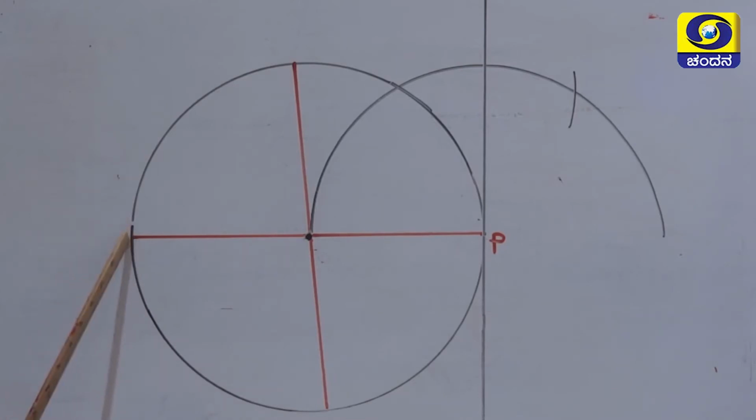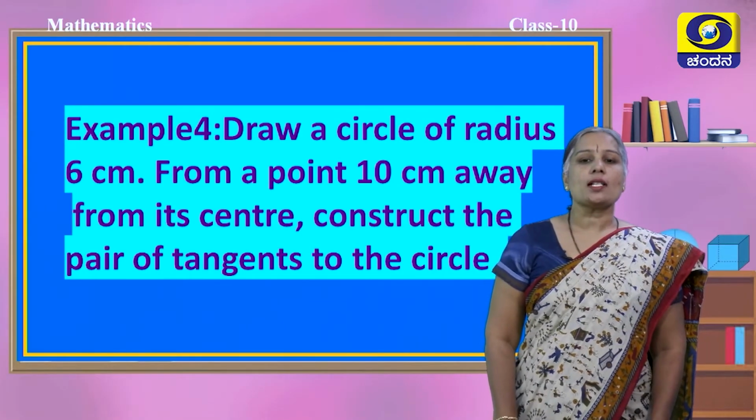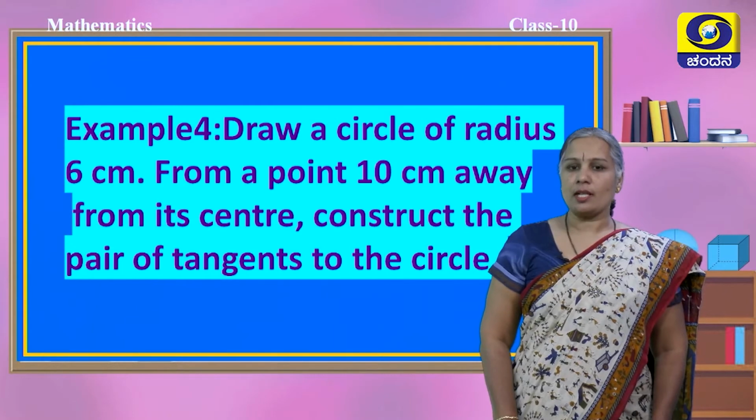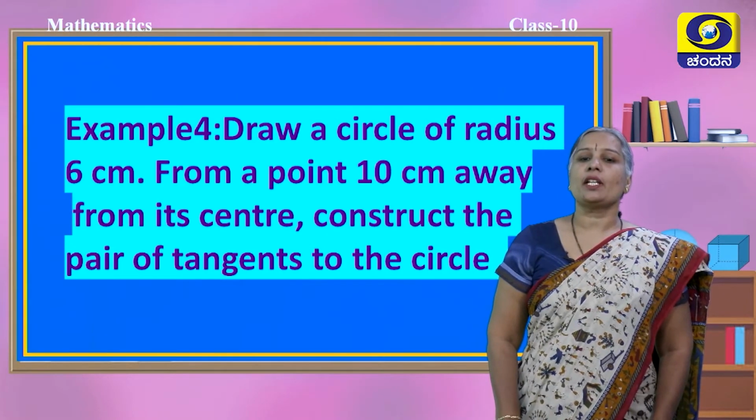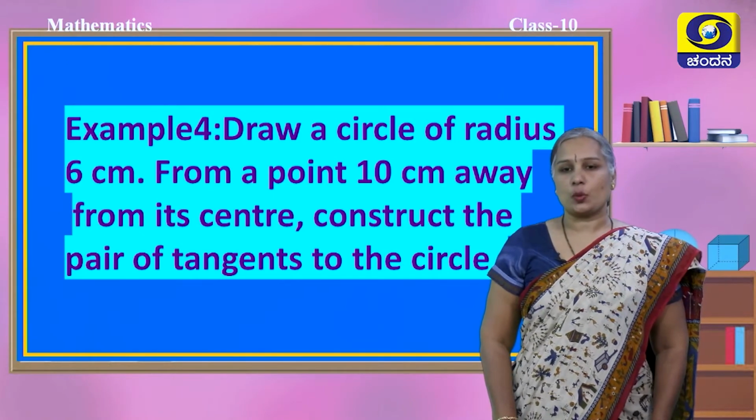Similarly, you can make a tangent at this point also. These two tangents will represent the tangents at the end points of the diameter. Now see this example. Draw a circle of radius 6 cm. From a point 10 cm away from its center, construct a pair of tangents to the circle.